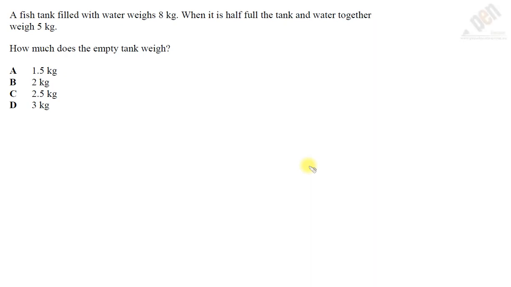A fish tank filled with water weighs 8 kilograms. When it is half full, the tank and water together weigh 5 kilograms. How much does the empty tank weigh?